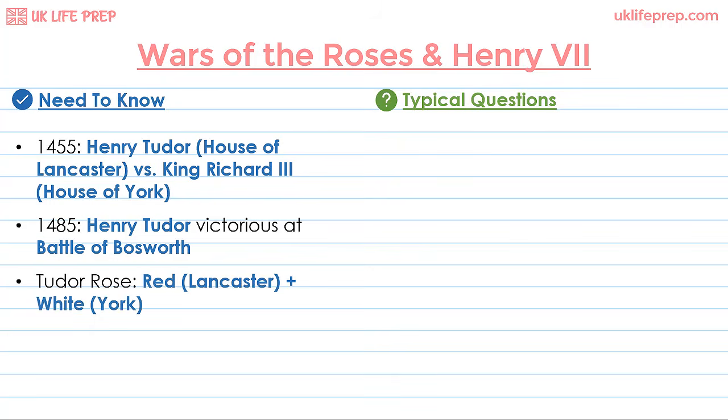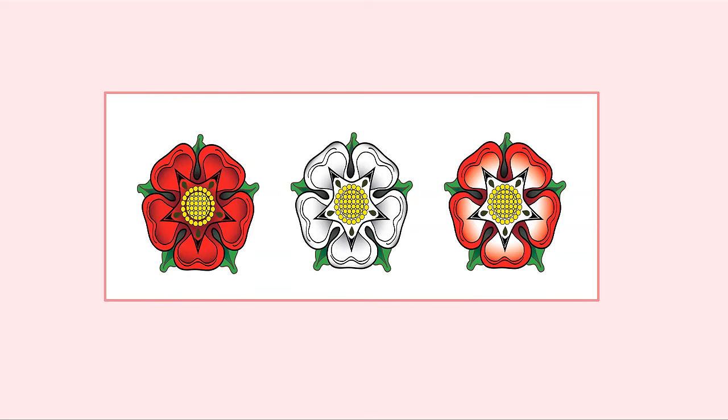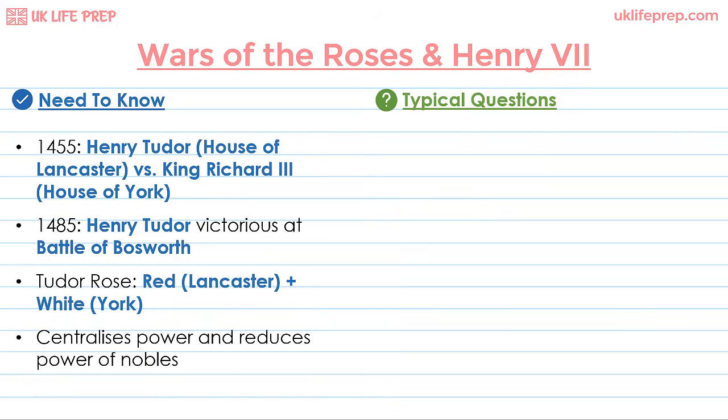This was symbolized by the Tudor rose, which was made up of a red rose from the House of Lancaster and a white rose inside of it from the House of York. Here we can see the red Lancaster rose and the white York rose combine to form the red and white Tudor rose. Henry VII centralizes power and reduces the power of the nobles.